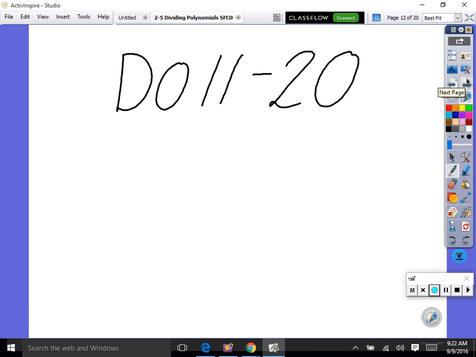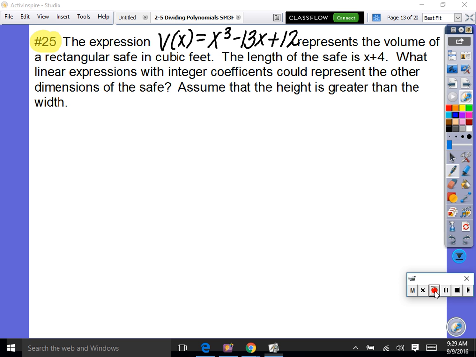Do 11 through 20. Go. Okay, so quickly, let's think about 25. I won't go through it all the way, but I don't want you to get home and be lost. So 25 says the expression x cubed minus 13x plus 12 represents the volume of a rectangular safe in cubic feet. The length of the safe is x plus 4, so that's one of our factors, right? What linear expressions with integer coefficients could represent the other dimensions of the safe?